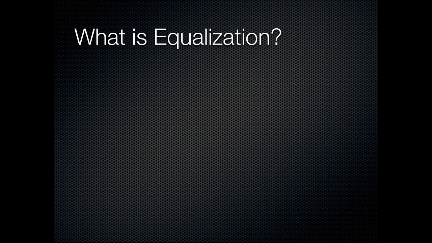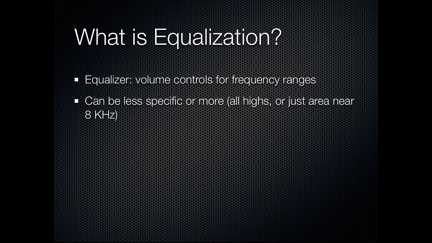So what is equalization? An equalizer is basically a set of volume controls for certain collections of partials at different areas on the frequency spectrum. They can be less specific or more specific. For example, you could target all the high end or just a certain area near, say, 8 kilohertz.